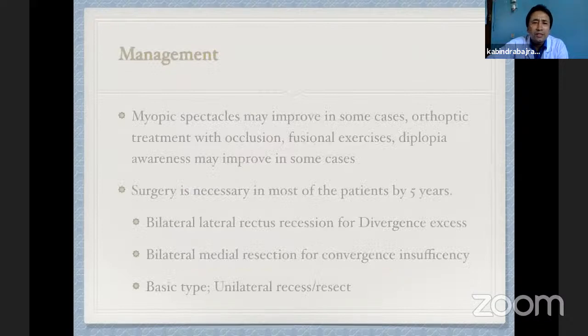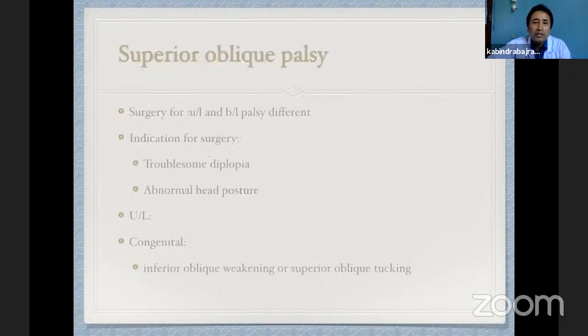For management, myopic spectacles may improve in some cases to some extent, and surgery is needed in most of the patients by 5 years. Bilateral lateral rectus recession is done for the divergence excess type, bilateral medial rectus resection for convergence insufficiency, and for the basic type unilateral recess-resect can be done. And while doing recess-resect, always the recession should be done first, and only then the resection.